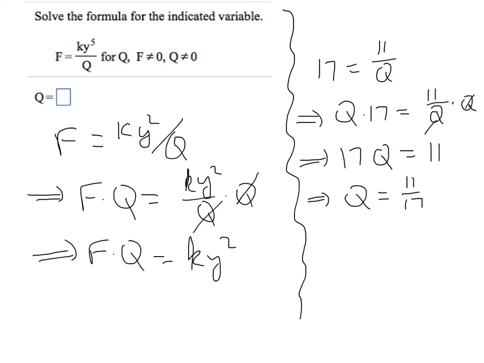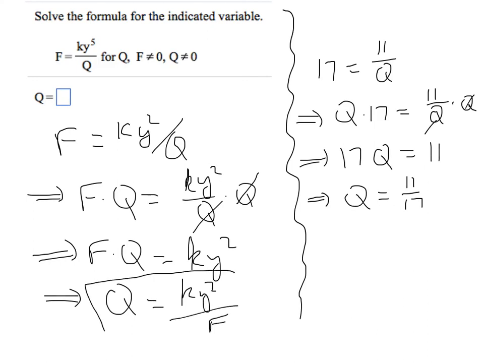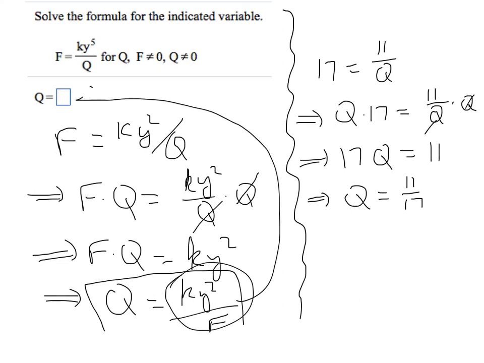And so finally, what I did here, I had this equation, and so to find q by itself, I divided both sides by 17. So here, I can divide both sides by f. And if I do that, I'll have q equals ky squared over f. And that will be, because I've now isolated the q on one side of the equation, the solution to the equation. So if you type ky squared divided by f into that box, that'll be the correct answer to this problem.